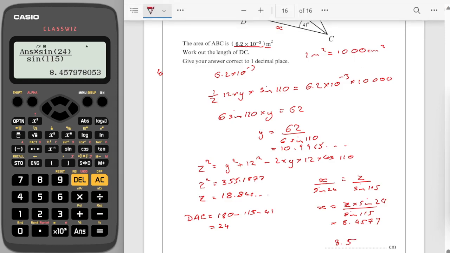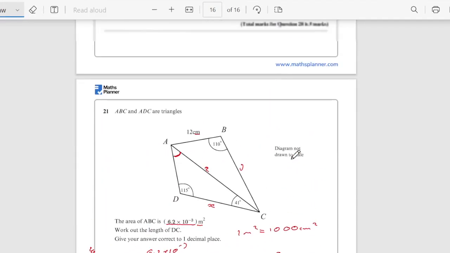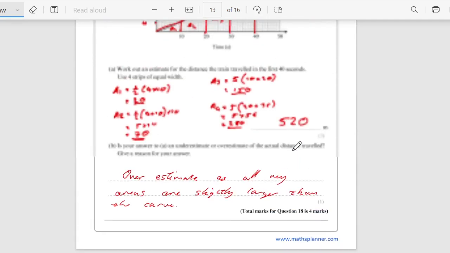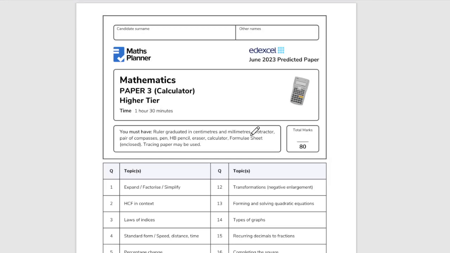Okay, and that brings us to the end of the paper. Really nice paper. Good level of challenge on that. Really enjoyed that. Thank you very much for your time in watching the video. If you found that useful, do check out Maths Planner's other resources and papers. Really good site.